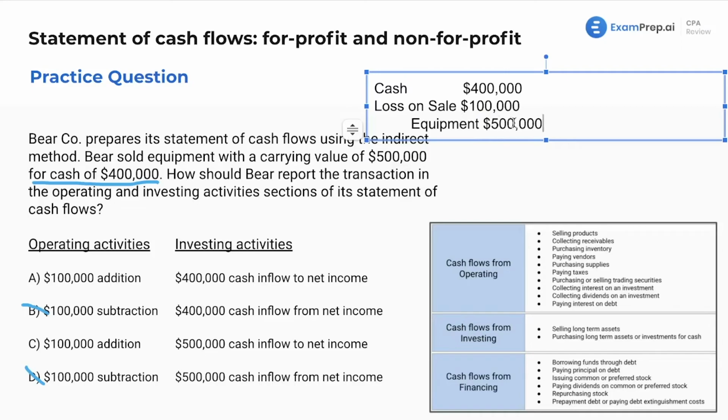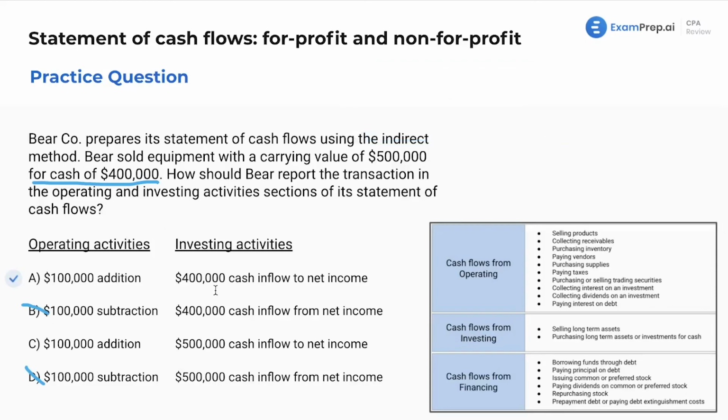500,000, we'd get rid of our accumulated depreciation, but again, not mentioned. That would be a debit as well. Equipment of 500, balances out 500 on both sides. That's a nice little deep dive into something that we'll see later. So what cash actually changed hands? It was only 400, leaving us with our answer of letter A, 400,000 cash inflow to net income from investing activities.